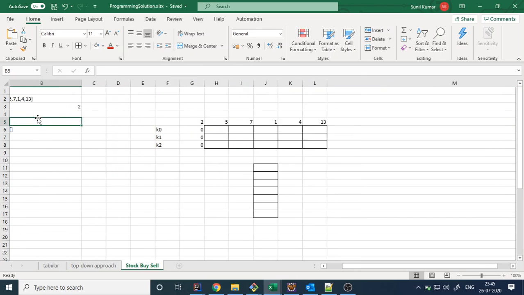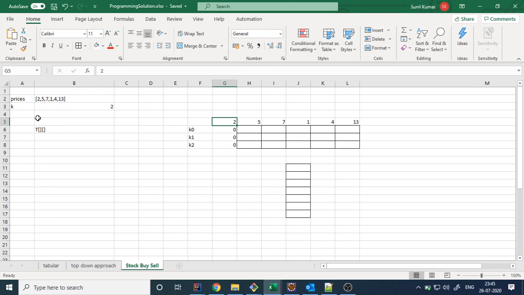Okay, so initially, for the ideal condition, since there is zero transaction, the profit row will be 0 0. And if any transaction occurs on the first day, I am considering that the profit will be 0. That's why the first row and first column are always 0, right? That is the initial condition.